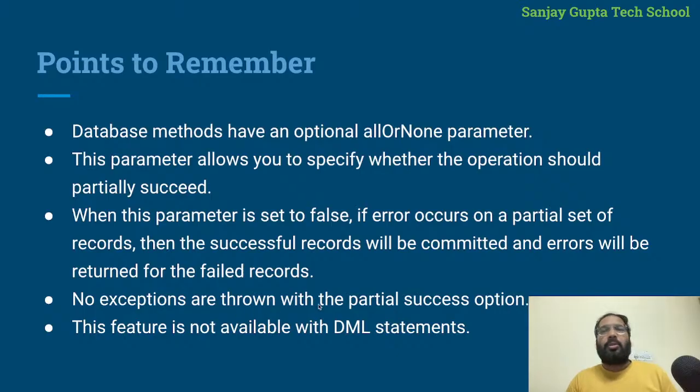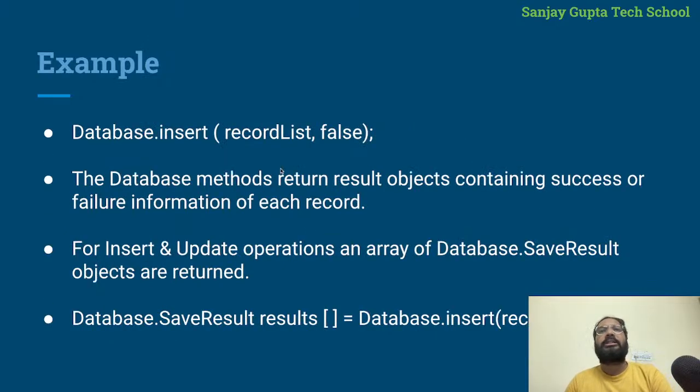No exceptions are thrown with the partial success option. This feature is not available with DML statements. This is very important to understand. In interviews, this question is normally asked: what is the difference between DML and database class? This is the difference. In DML, if any record in the list fails, all the records will fail. But in case of database class, if any record fails, only those records will fail and the other records will be successfully committed.